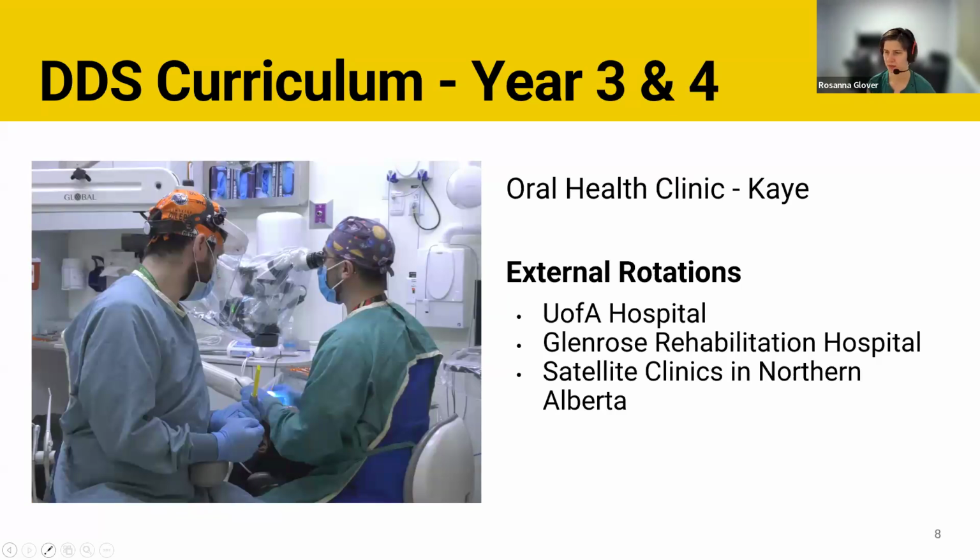In your last 2 years, you're basically going to be almost 100% in our oral health clinic, which is located in the Edmonton Clinic Health Academy, which is just south of ECA. You're also going to do external rotations as well. So you're not just doing practice in our clinic, which is a fully functional clinic. It has all the specialties, it has great facilities for that, but you'll also do these external rotations. So you can do stuff at the U of A hospital, the Glenrose Rehabilitation Hospital, and then we also have two satellite clinics in Northern Alberta where we send you off, and they're basically like small private clinics in rural areas.